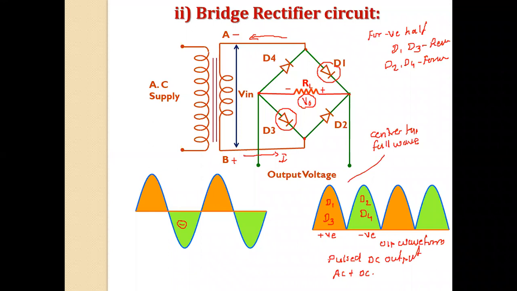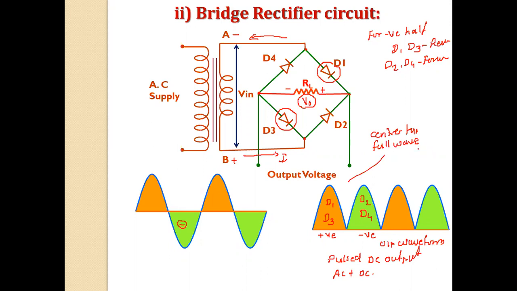What is the difference between the center tap full wave and the bridge rectifier circuit? The only difference is the transformer. In the center tap full wave rectifier circuit, a center tap transformer is required, and in the bridge rectifier circuit, an ordinary transformer is required, not a center tap transformer. Other than that, the rest of the things are the same for the center tap full wave rectifier circuit and the bridge rectifier circuit.